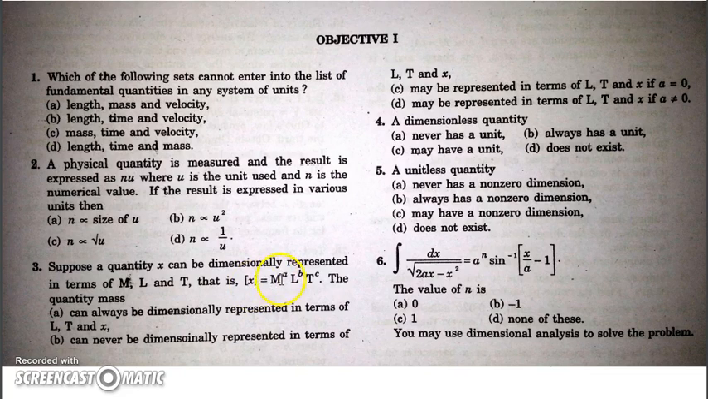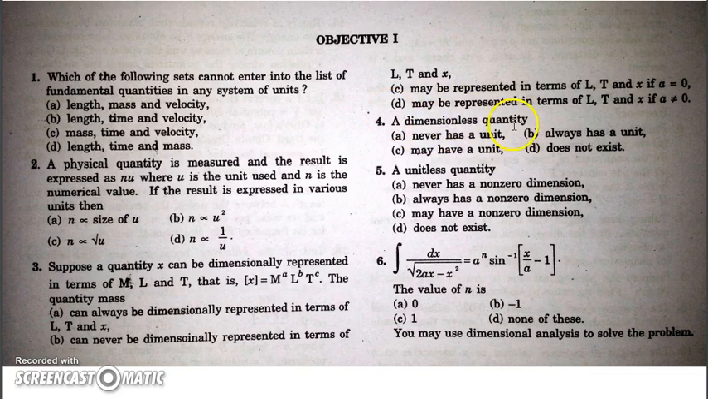If x is m to the power 0 and l and t can have any values of power, then x is not dependent on m. So m cannot be expressed in terms of x, l and t if its power a is 0. So it can be defined only when its power is not 0. So it may be represented in terms of L, T and X if a is not equal to 0. So D is the correct answer.